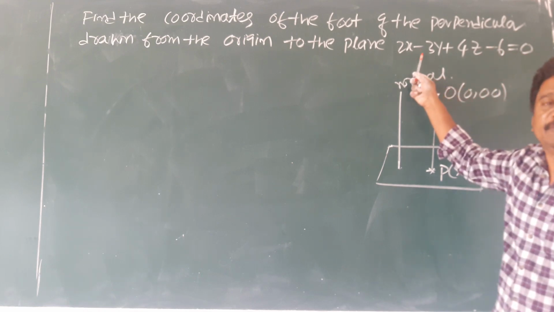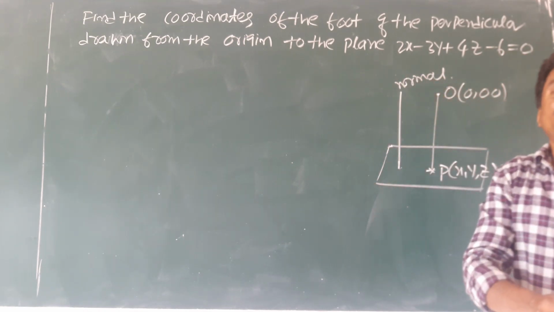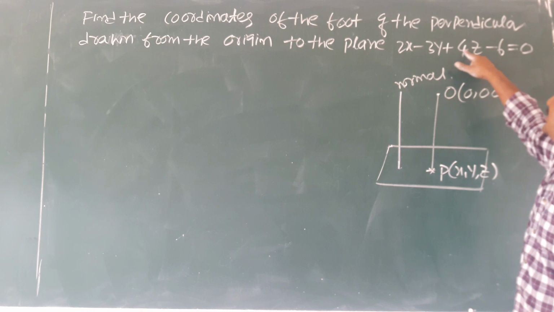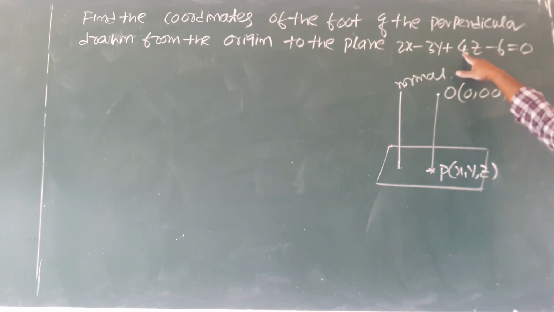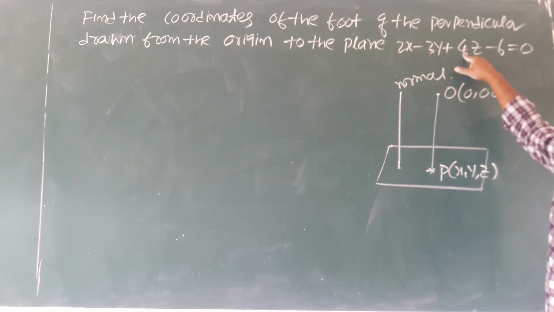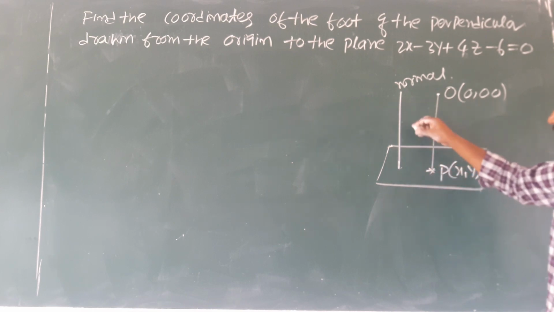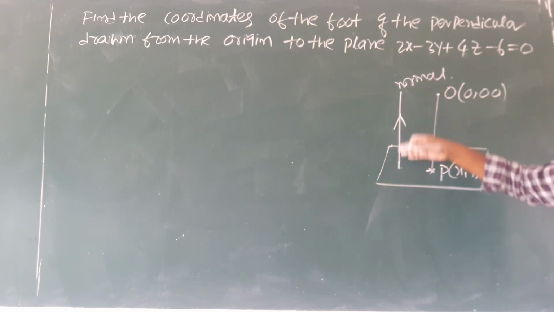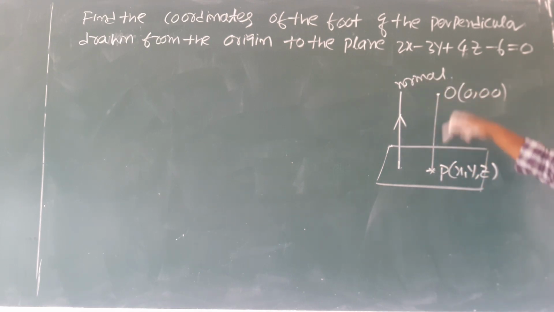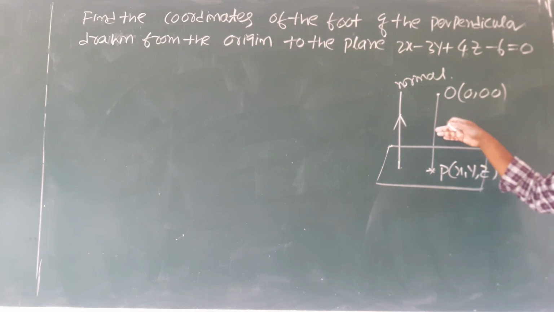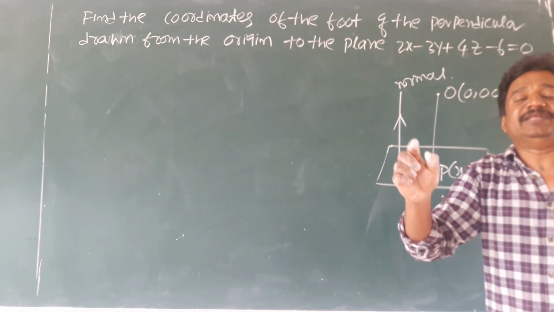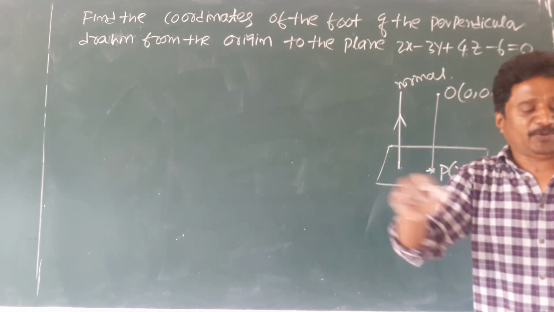Tell me the normal vector from the plane, students. If the plane is given, the normal vector is 2i minus 3j plus 4k. This is the normal vector. Observe, students: the normal line and OP are parallel. Since these two are parallel, their DRs must be proportional or equal. DRs of parallel lines are equal or proportional.